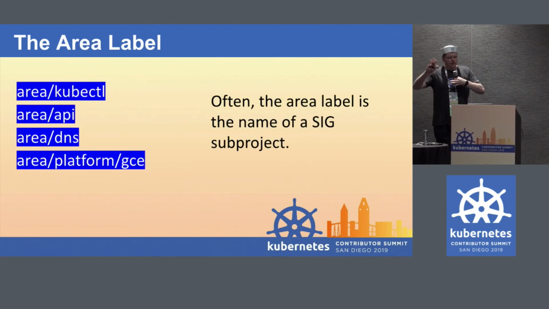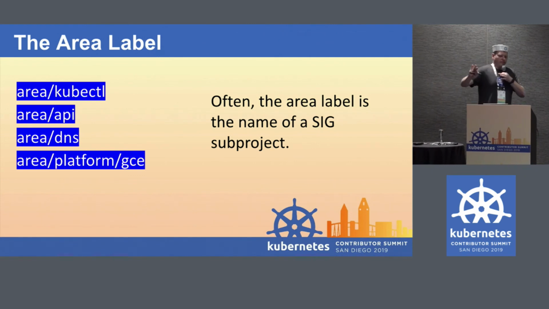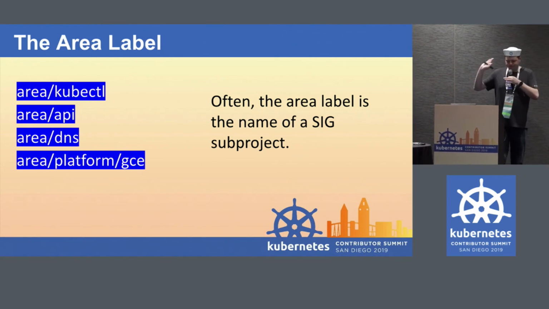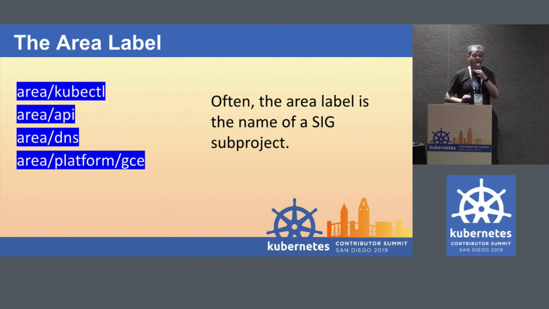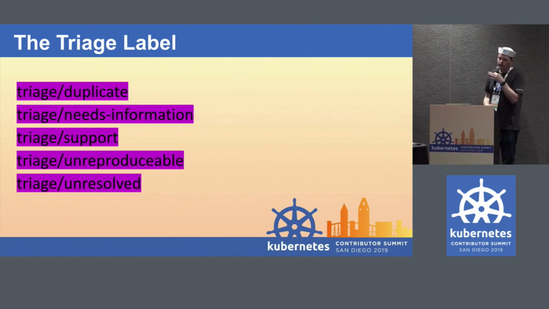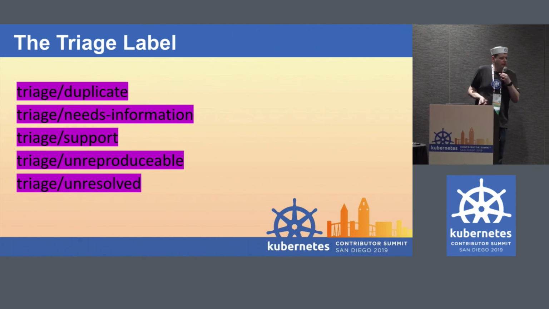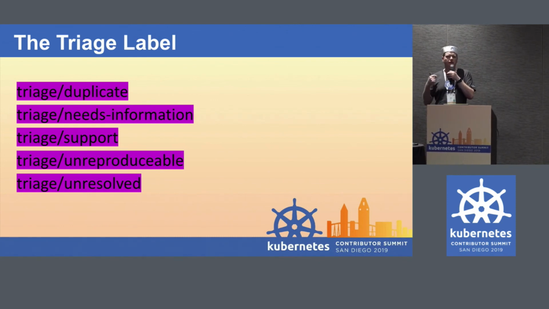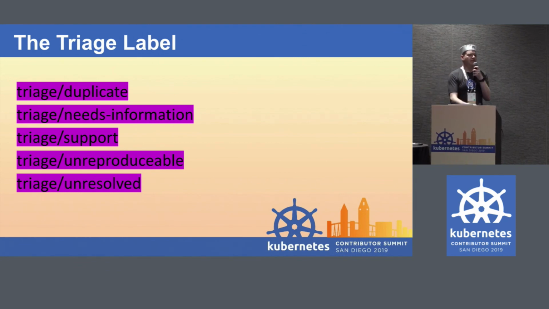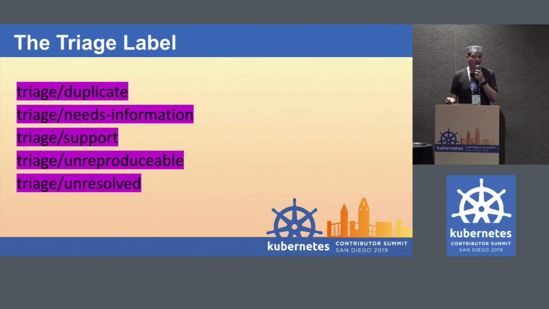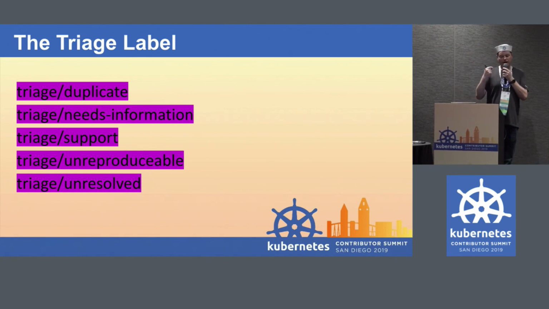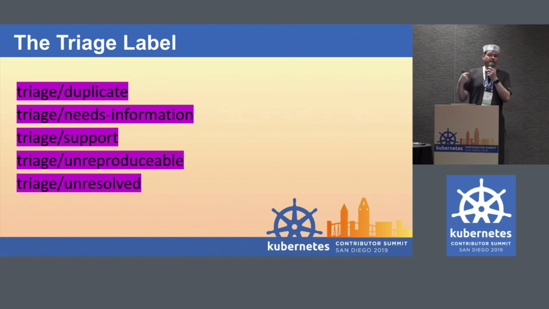All right, so area is often the name of a SIG or subproject. It's not a requirement, it's just another kind of label you can apply. Triage, if you're on a triage team for a SIG, these are going to be handy things, right? You're going to look at incoming issues, apply some tags to it, and that will trigger more CI within your SIGs, or someone can come along and actually work on it, or it gives feedback to whoever opened the issue to say, hey, I can't reproduce this, or hey, this is actually a support issue potentially.